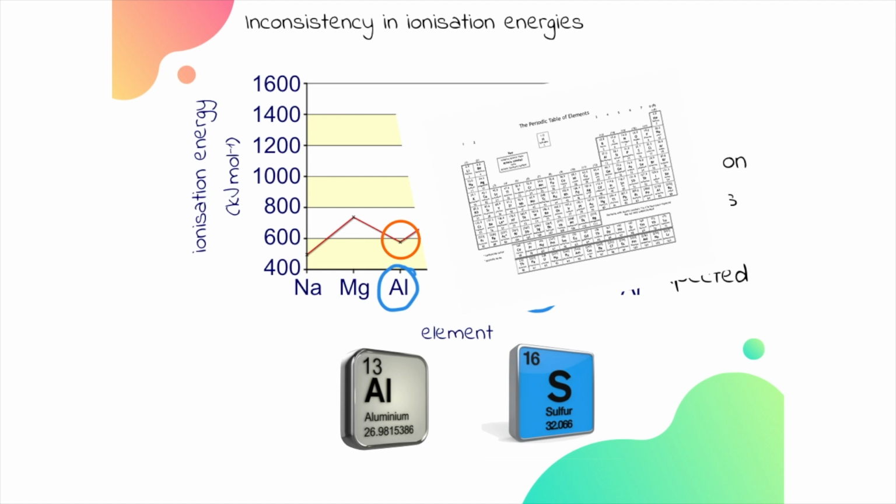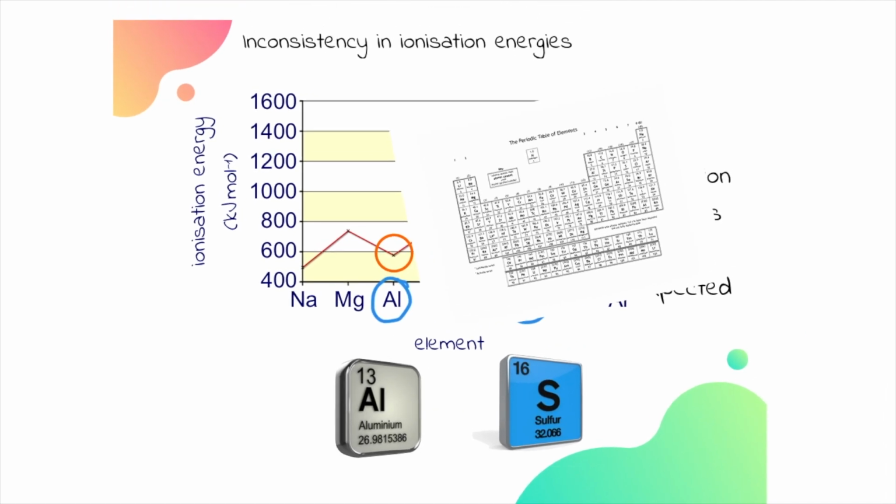So what are we always expecting here? We're expecting a steady increase in ionization energy as we go from left to right. However, whenever we go from group 2 to group 13, we see a slight decrease, unlike what we're expecting. Same applies whenever we move from group 15 to 16. So we're going to try to explain now why we have these exceptions.